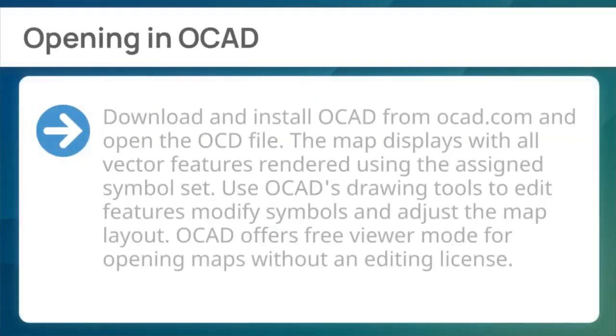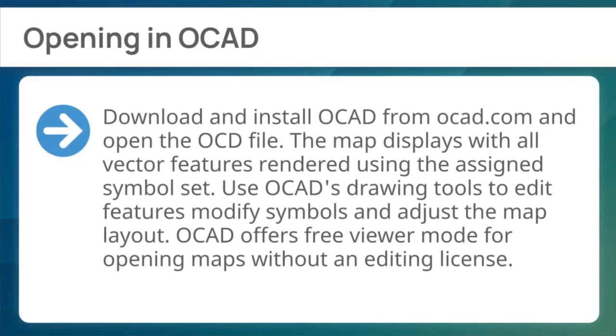First, opening in OCAD. Download and install OCAD from OCAD.com and open the OCD file. The map displays with all vector features rendered using the assigned symbol set. Use OCAD's drawing tools to edit features, modify symbols, and adjust the map layout. OCAD offers a free viewer mode for opening maps without an editing license.